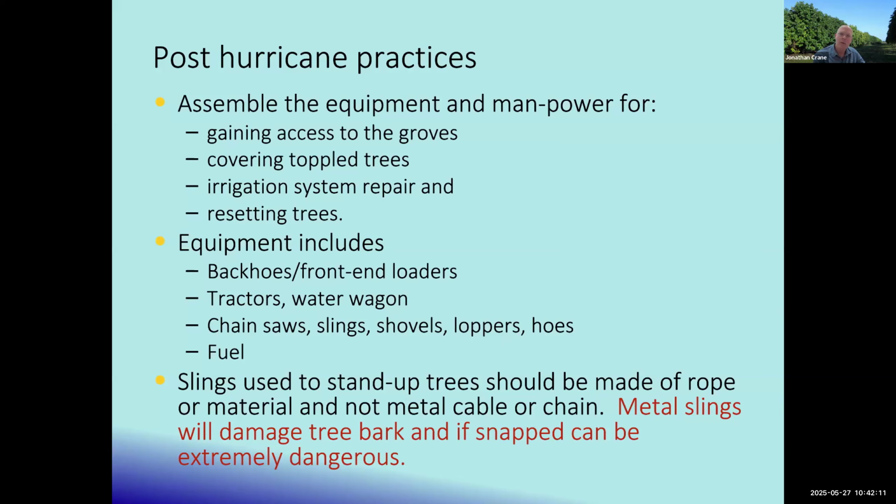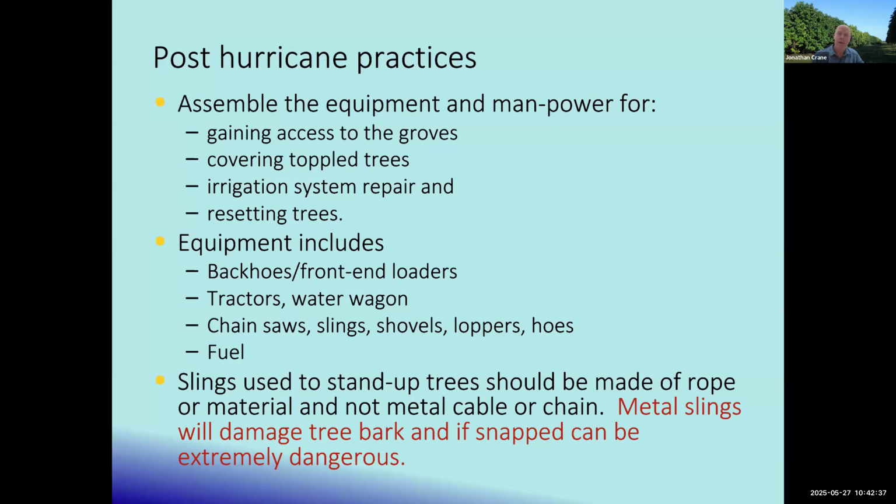If you can, you want to try to repair the irrigation system because you're going to need water to water the trees, hopefully. And also then, get all the equipment together for resetting the tree. And we've already talked about all the equipment you use. One just mention on the slings. So the sling is used to pull the tree up. So you've hat racked the tree, you've cut most of the canopy off, right?